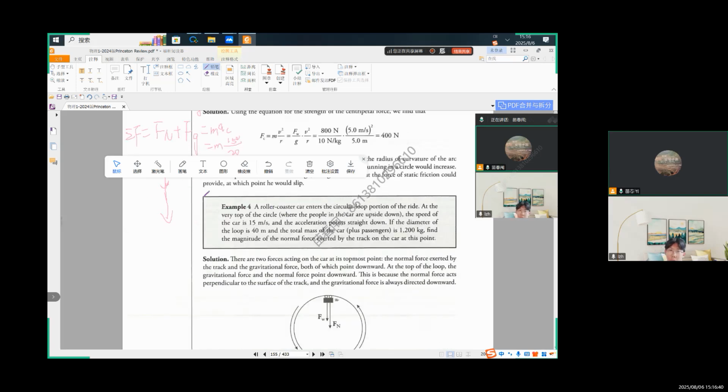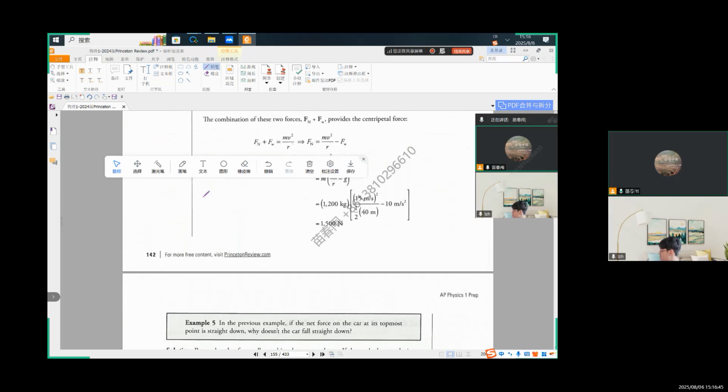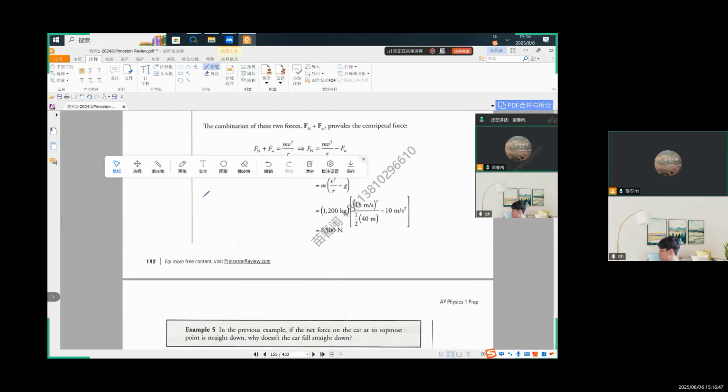Okay, here's number 4. The rest of it is in the calculation. And we can also calculate example 5, which is the same question. They just talk about different situations. Also, the last time, 1500 Newton for normal force. Can you read question 5?